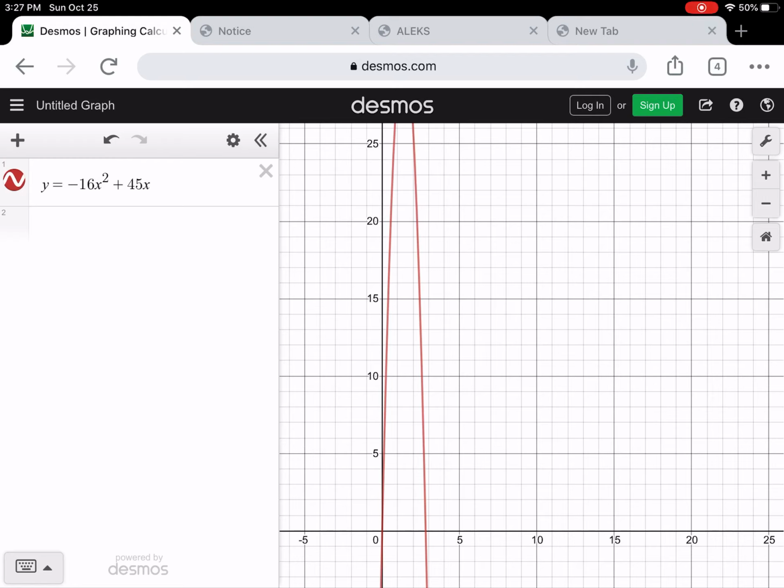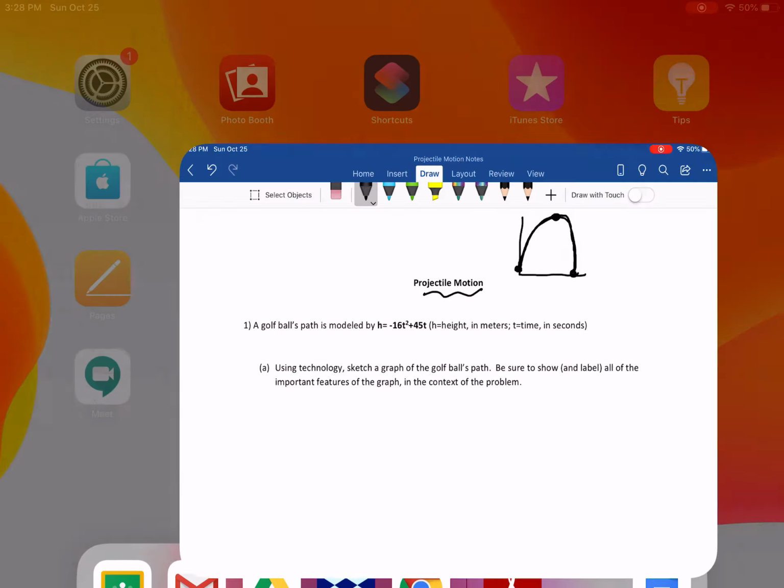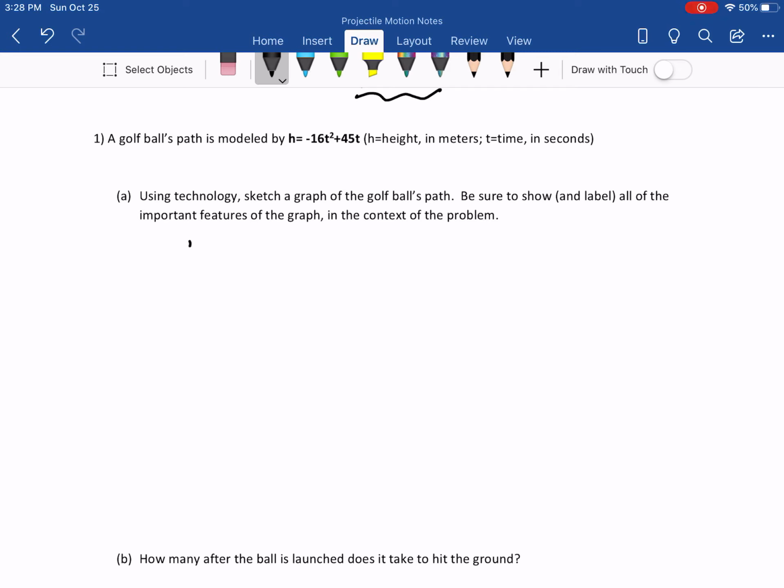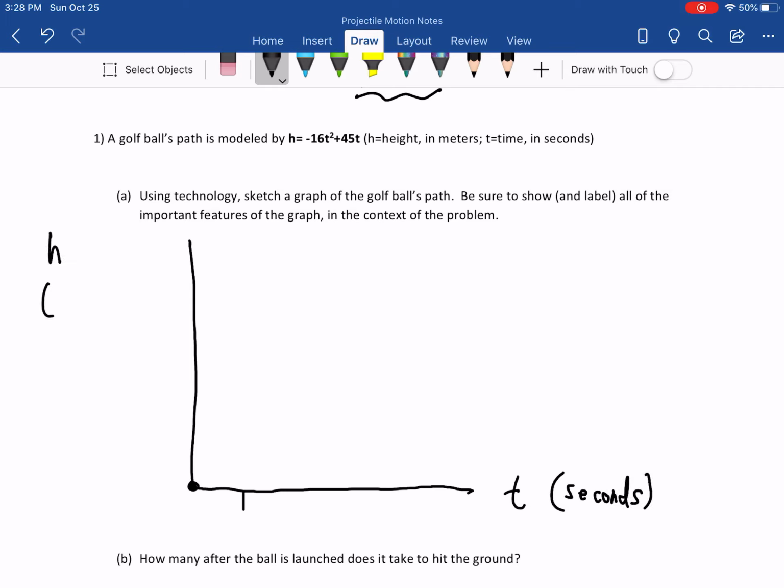Let's start with the intercepts. We got the intercepts at 0, and we also have intercepts at 2.81. So, draw my axes. X-intercept there. Here's 1. And let's label our axes. So this would be t, which is seconds. H, which is the height. Okay, and then we said our other intercept was at 2.81, so 2, 3, so it's around there.